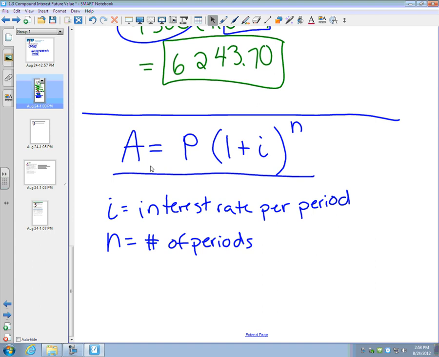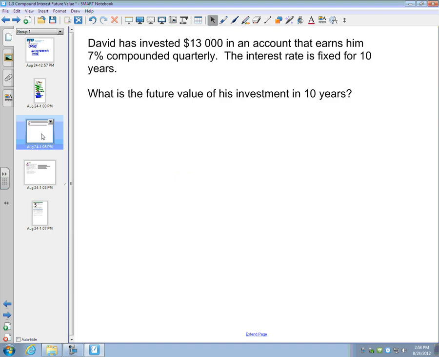Okay, so let's try an example where we do something other than annual. David has invested $13,000 in an account that earns him 7% compounded quarterly. The interest rate is fixed for 10 years. What's the future value? Okay, principal is easy. Principal is $13,000. His interest rate is 7%, but it's compounded quarterly. So we take 0.07, and because it's compounded quarterly, we divide by 4. Okay, and I don't want a decimal. I want it just looking like that. We're going to sub it in just like that.